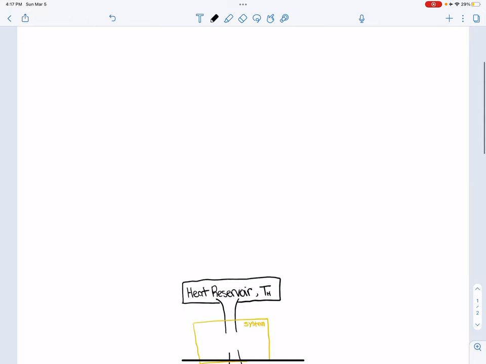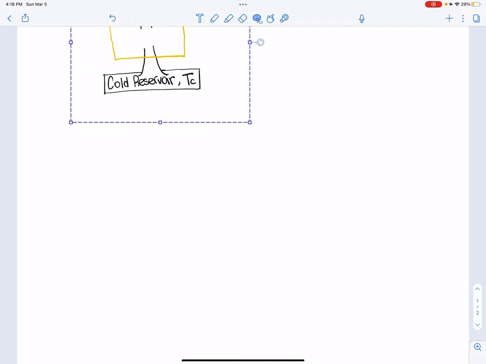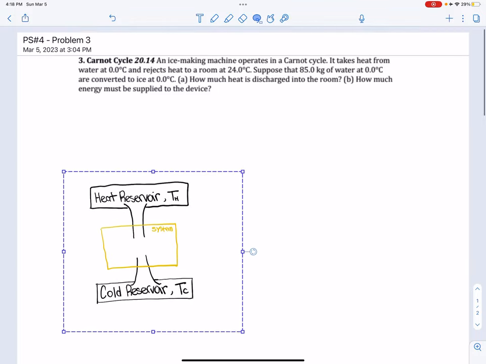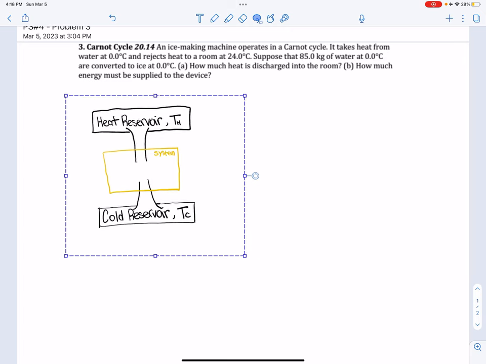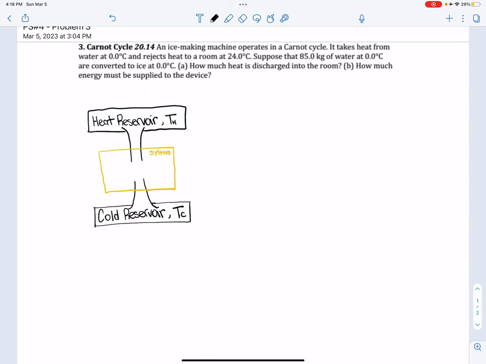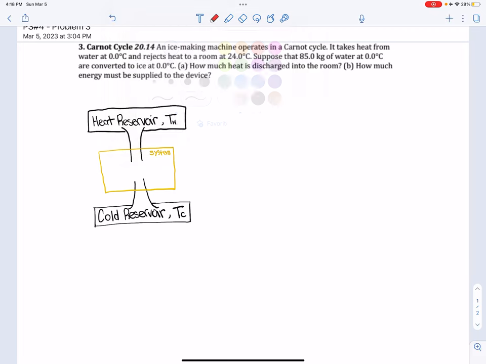Okay, so I'm going to use my energy transfer diagram that I've drawn out here, and I'm going to fill it out with the information that I know. And that will allow me to understand the problem that I'm dealing with better, right? Okay, so I have an ice-making machine, so my system is an ice-making machine, right?